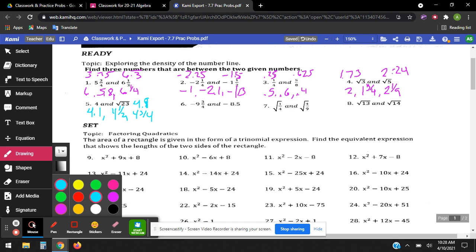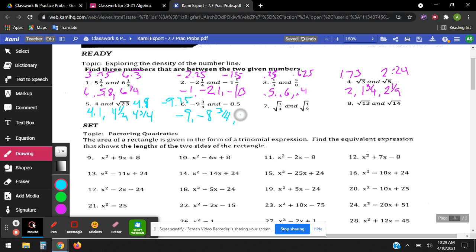Okay, -9 and 3/4 and -8.5. So that's really a -9.75. So -8 would be between those guys. -8 and 3/4. And then we'd have -8's not in there. -9 is though. Went the wrong way. -9. And then bigger than -9.75, we can do -9.5. There we go.